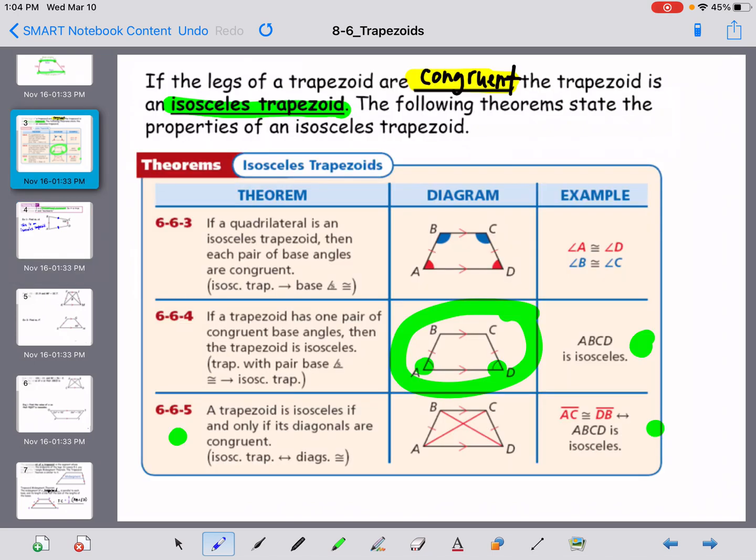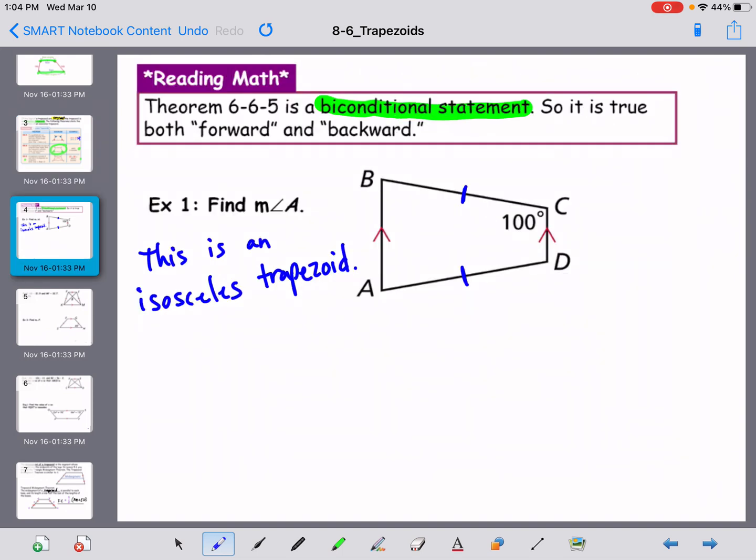If it's isosceles, what do I know? I know that these base angles, according to this theorem 6.3, are going to be congruent. So that means that's 100 and that one would be 100 because those are base angles. So base angles congruent.